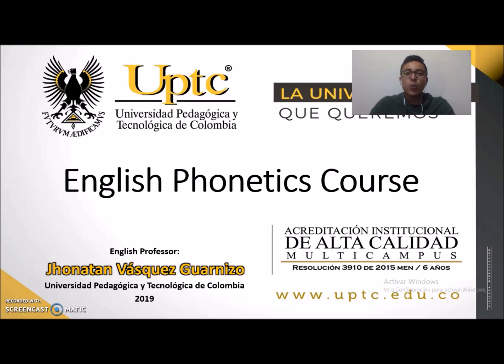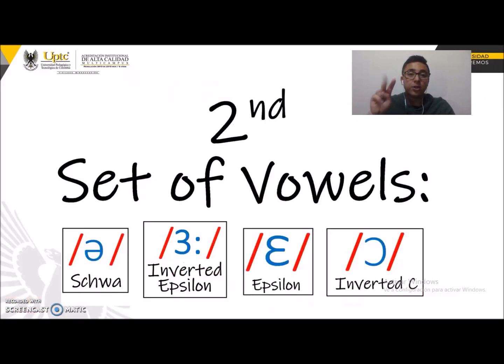Hi everybody, once again, welcome to the English Phonetics course. Today's video is going to focus on the second set of vowels. First of all, you need to understand that there are also 4 types of phonemes in this second set of vowels, which are totally different from the ones I already explained in the first video. I'm going to read the names so you can know them and practice.